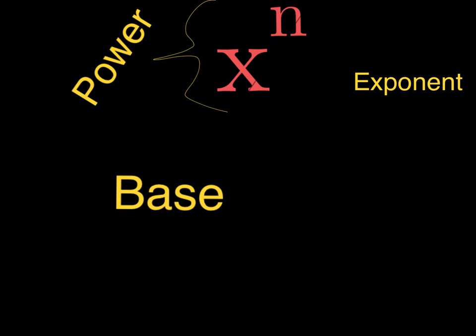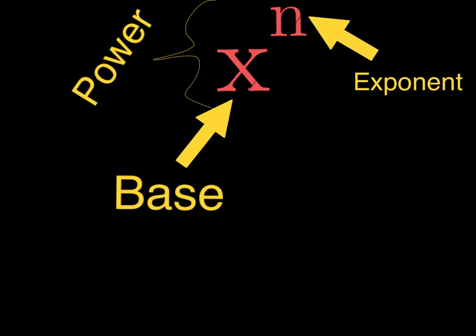This expression here might look a little scary, but it's really not all that bad. We call this whole expression a power. And we have 2 parts of our power. Our first part of the power is this x right here. We call that x the base of the power. And then the other part is the n, and we call that our exponent. Our exponent tells us how many times our base is multiplied by itself.